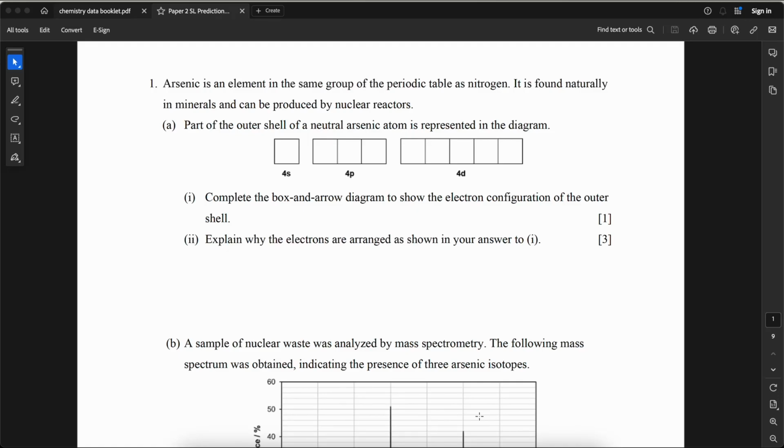Today I'm going to explain another example of a prediction question for Paper 2 Standard Level. Again, it is not guaranteed 100% that this question will appear in the exam, but you can treat these questions as a mock exam to check whether you are ready for the exam, or to check what kind of topic you're still struggling with, so you can go back and do some revision on that particular topic.